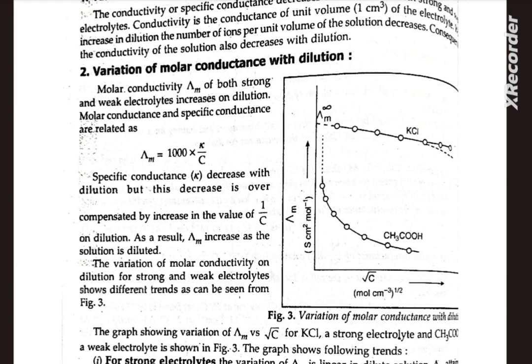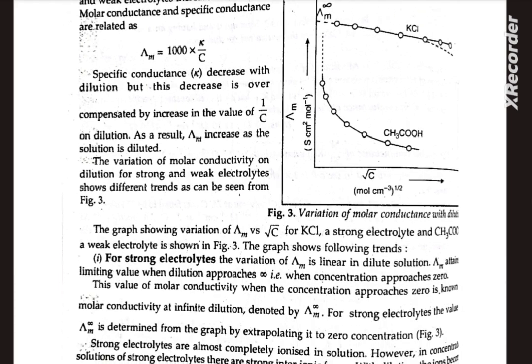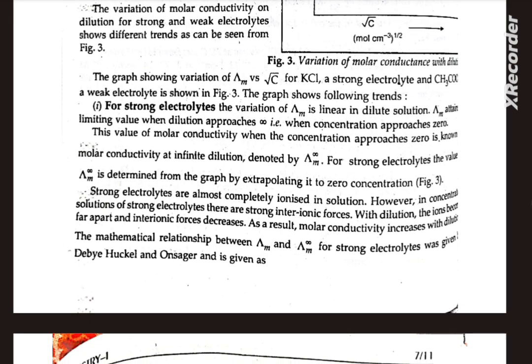The variation of molar conductivity on dilution for strong and weak electrolytes shows a different trend, and that can be seen from figure 3. The graph showing variation of lambda M versus root C for KCl, a strong electrolyte, and CH3COOH, which is a weak electrolyte, is shown in the figure. The graph shows the following trends.